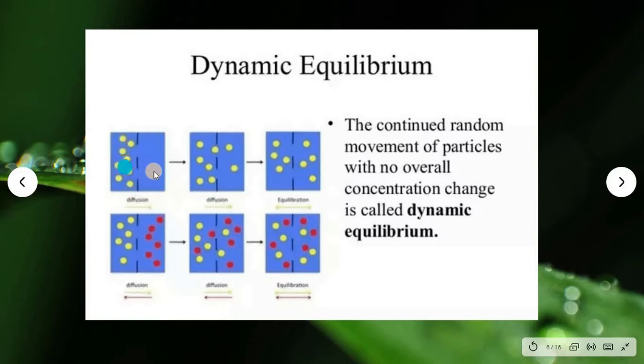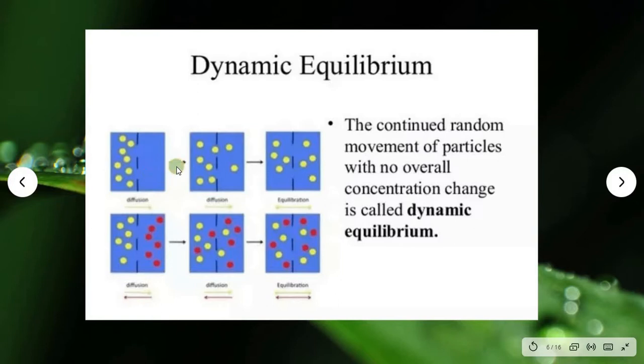Two types of solution are separated by a selectively permeable membrane. An example of a selectively permeable membrane is Visking tubing. So what happened here? Diffusion of the molecules occurs. The molecules move from the higher concentration area here to the lower concentration area here.